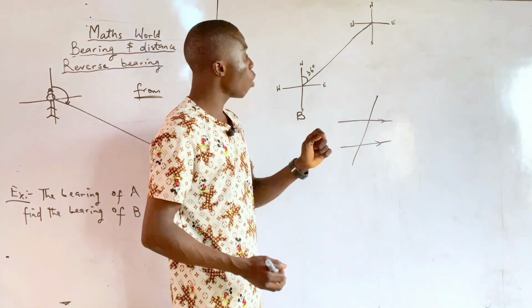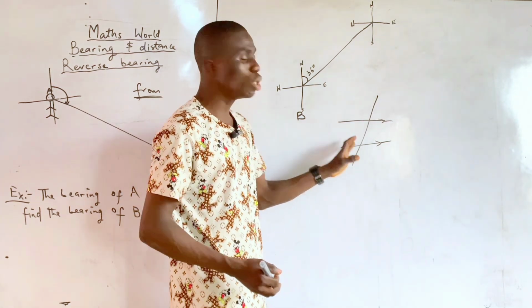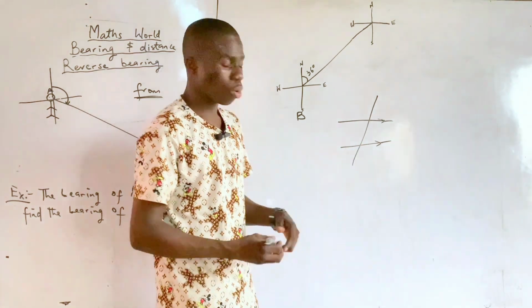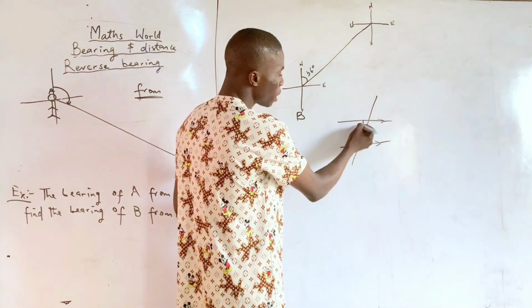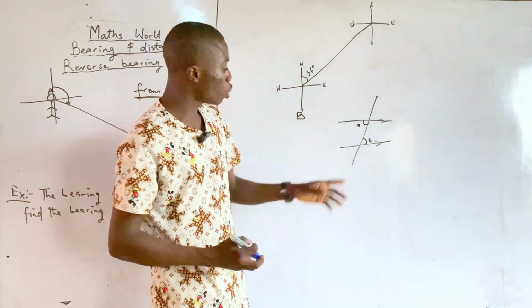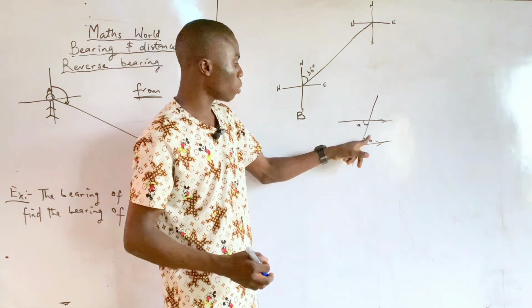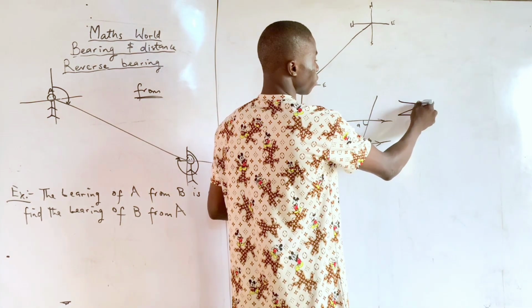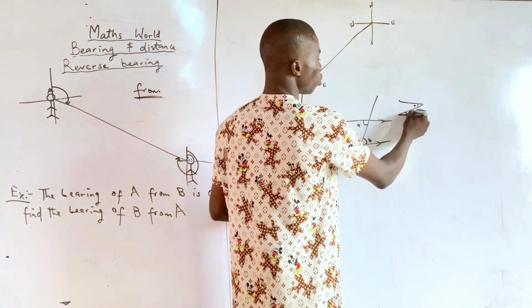Now, there is one special thing that you need to know. It is what we call alternate angles, which means this place A is alternate to this place B. They are alternate to each other. You can see the logic is actually this Z. So here is equal to here.